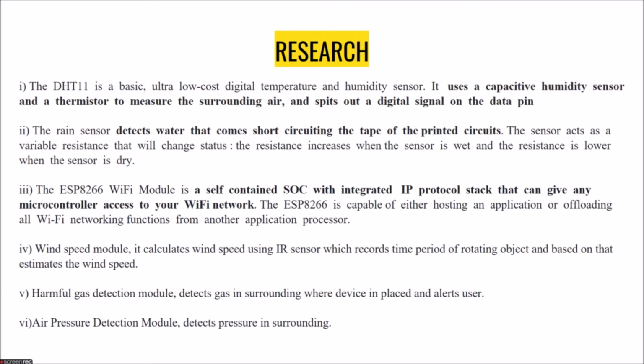Fifth is the harmful gas detection module. It detects the gas in the surroundings where the device is placed and alerts the user if the gas is really hazardous to go out or if the pollution is really unbearable for humans. Sixth is the air pressure detection module. It detects the pressure in the surroundings and gives the data on the mobile of the user or in the backend of the database.